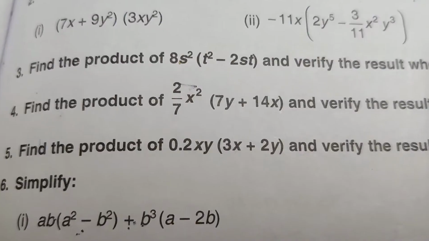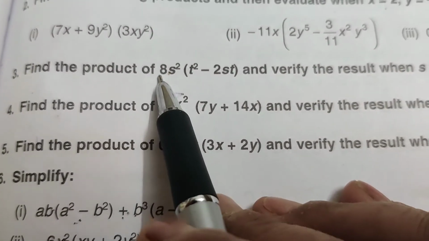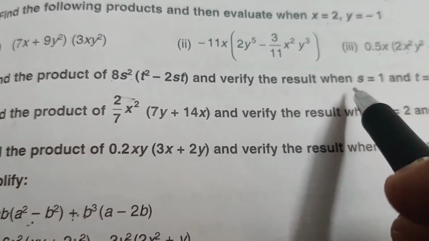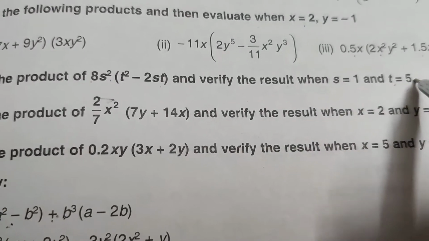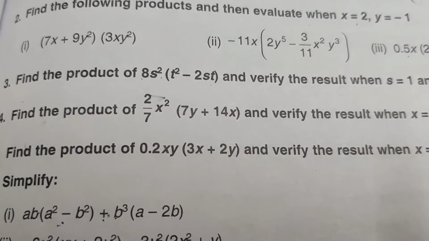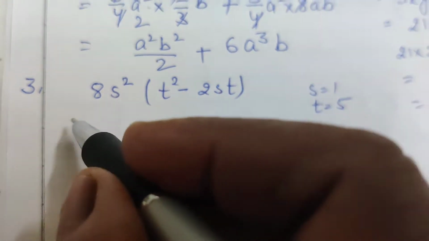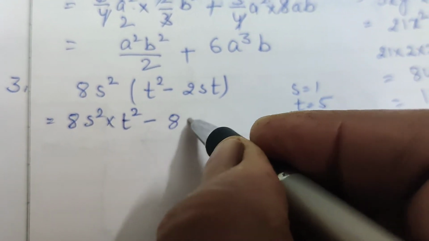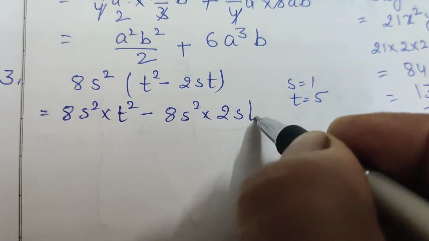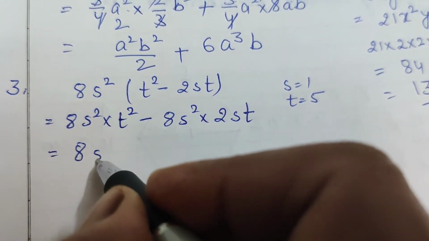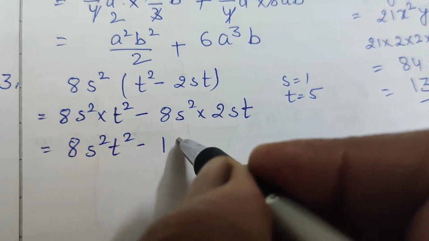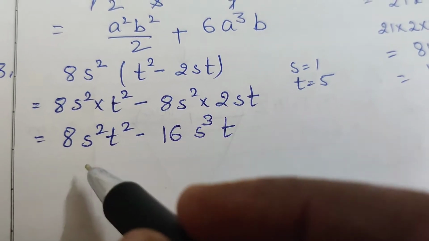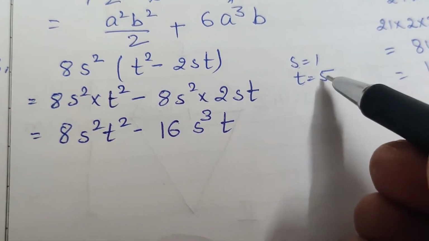Okay. Question number 3. Find the product of 8s square times t square minus 2st and verify the result when s equal to 1 and t equal to 5. The product of 8s square into t square minus 8s square into 2st. 8s square t square minus 16 s cube t. Now verify the result for s equal to 1 and t equal to 5.